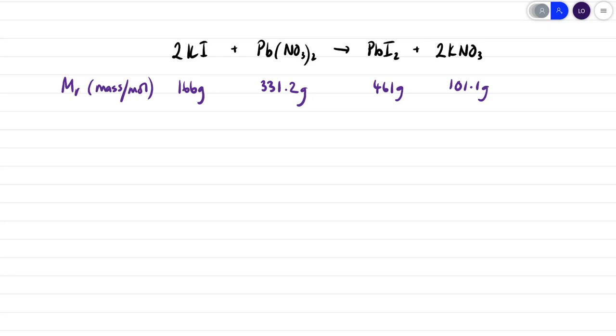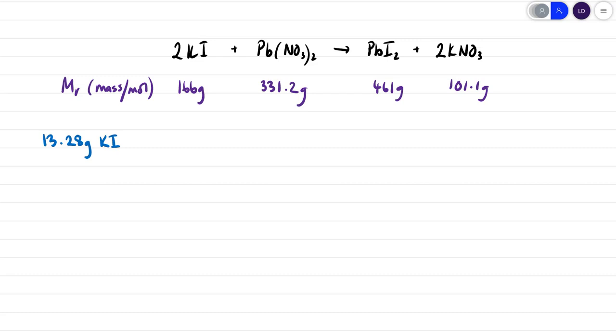So we're just going to look at the derivation of the masses from this reaction. We've got 2 moles of potassium iodide, and that tells us in the balanced equation: 2 moles of potassium iodide plus 1 mole of lead nitrate would give us 1 mole of lead iodide and 2 moles of potassium nitrate. So the question tells us that we start out with 13.28 grams of potassium iodide.